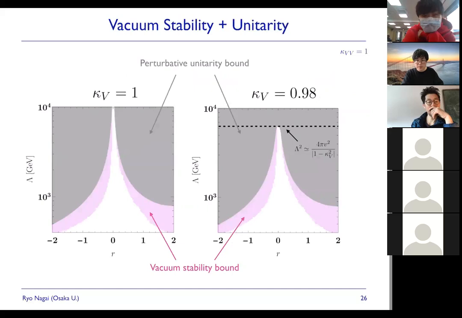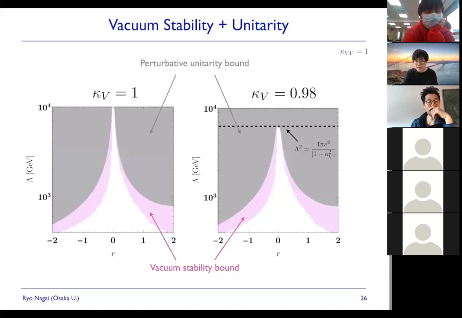But we know that even when kappa V is unity, if R is non-zero, we obtain a non-trivial constraint from the vacuum stability and the perturbative unitarity. This is due to the non-decoupling effect on the Higgs triple coupling. I would like to emphasize that this bound cannot be obtained using the conventional EFT, where the new physics effects are described by a set of higher dimensional operators with finite truncation, because the large R region cannot be treated in such an EFT formalism. So this is our new finding.